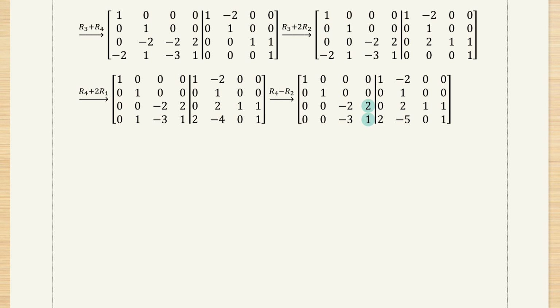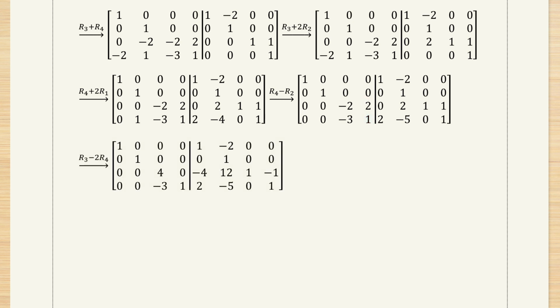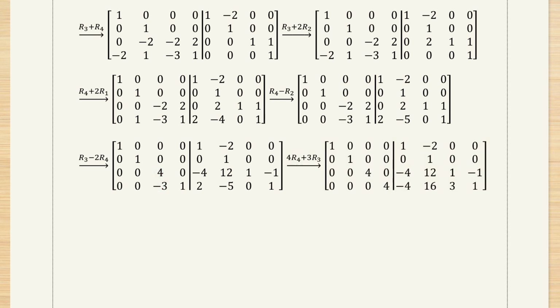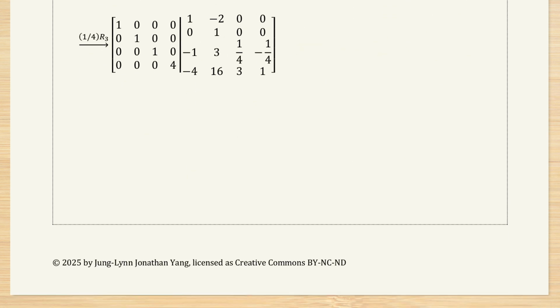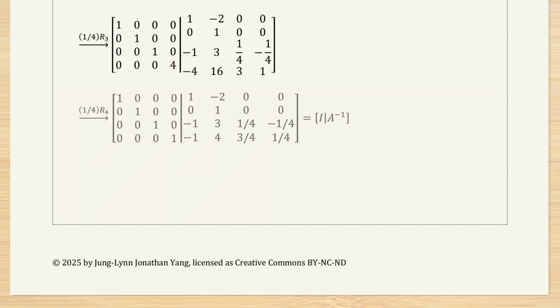There's a 2 and a 1 there. If we go 2 minus 1 times 2, then we can get rid of that 2 in row 3. Row 3 minus 2 row 4. The 4 and the -3 have a common multiple of 12. One's a plus, one's a minus. We can cancel them by adding. 4 row 4 plus 3 row 3. We can turn that 4 into a leading 1. 1 over 4 times row 3. We can also turn that 4 into a leading 1. 1 over 4 times row 4.